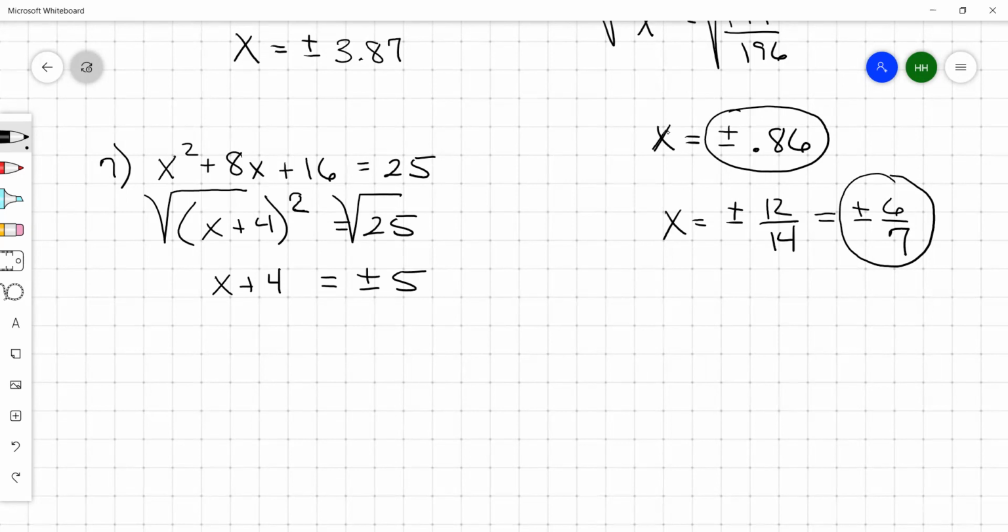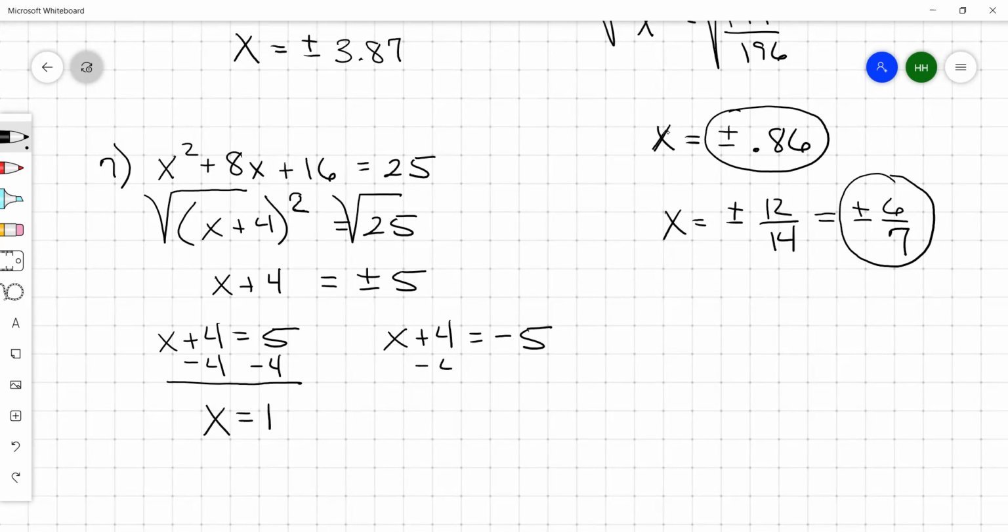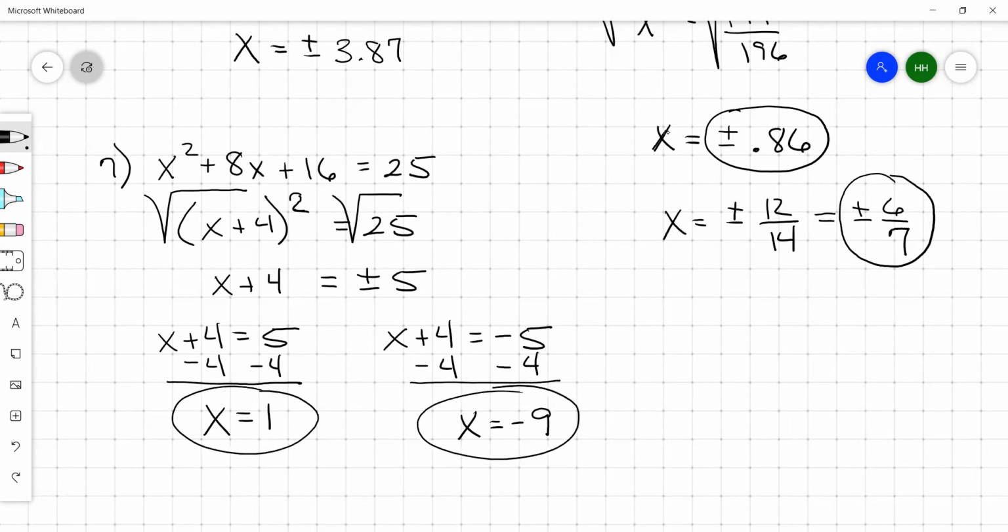So now you have two equations to write. You write x plus 4 equals positive 5 and x plus 4 equals negative 5. Solve them both. So the equation on the left, x is equal to 1. Equation on the right, x is equal to negative 9. Those are your two zeros.